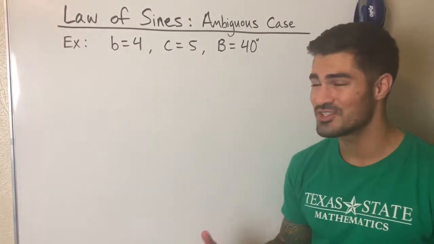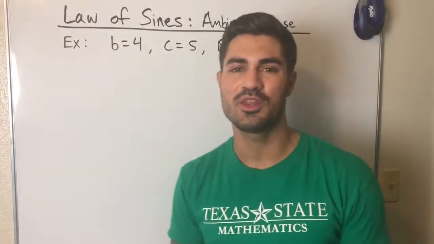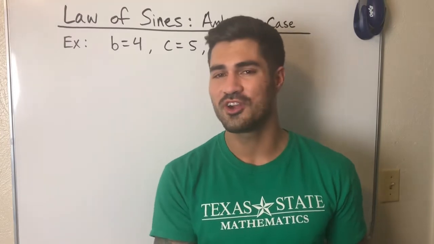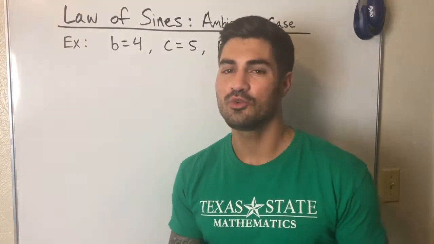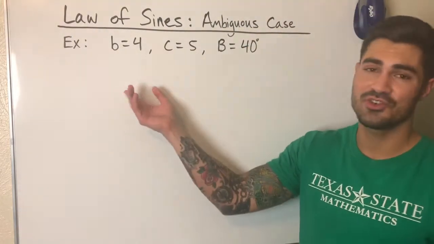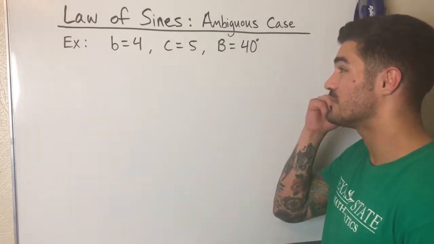The reason why this is so tricky, and the reason why we call it the ambiguous case, is because it's unclear whether we have no triangle, one triangle, or two triangles. We have to do some investigating to find out. And normally what we do is just jump straight into using the law of sines and see what happens. So I'm going to go ahead and start using the law of sines.